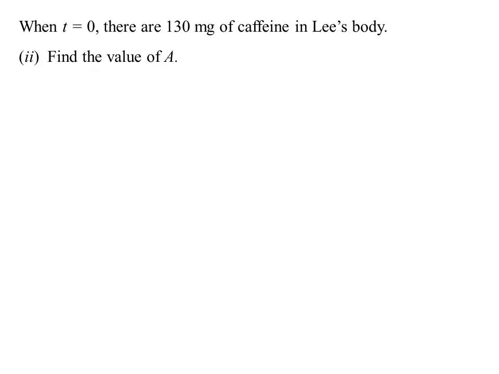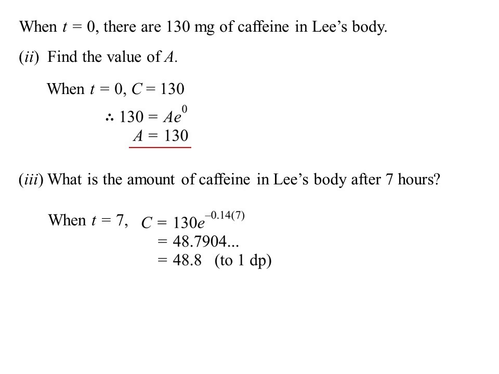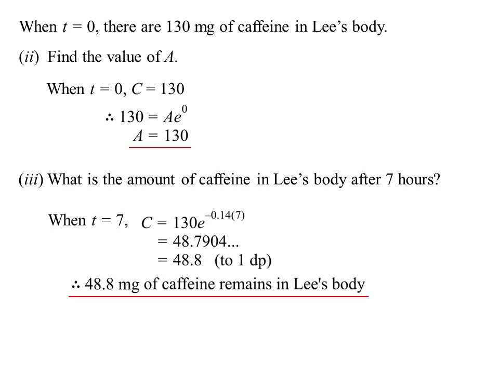When t equals 0, so the initial amount of caffeine in the body, we've got 130 milligrams, find the value of A. When t equals 0, C is 130, substitute it into our formula, and of course e to the power of 0 is 1. So that constant actually turns out to be whatever the initial value is going to be, in this case 130 milligrams. Alright, how much after 7 hours then? Substitute in t equals 7. And rounding off to one decimal place, we've got 48.8 milligrams of caffeine.